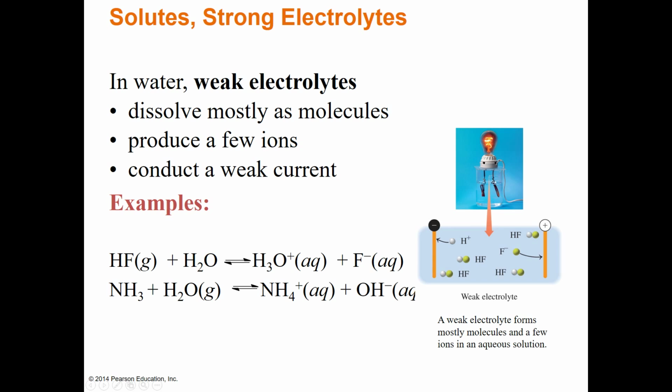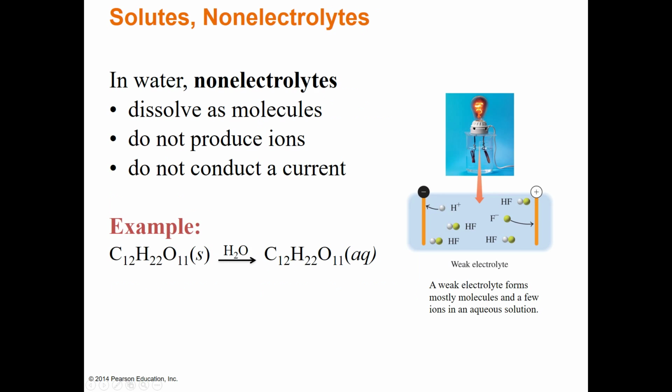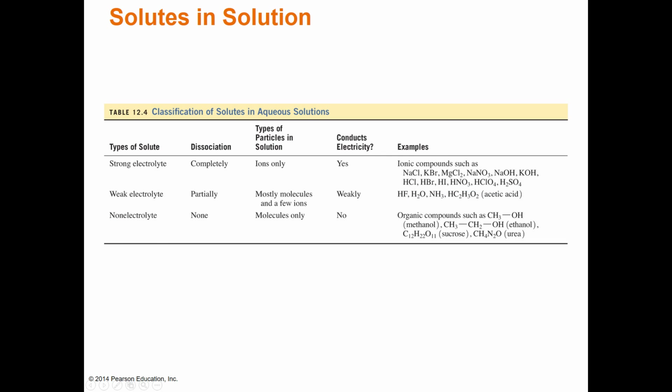What about a non-electrolyte? Dissolves as molecules, does not produce ions, and does not conduct a current. So, for example, would be sugar. Put it in water, and it's dissolved. You don't see it anymore, but then it's not making any charged particles. And in this case, you would get no light on the bulb because it's a non-electrolyte. This that you're showing here is for the hydrogen fluoride, by the way. So you see some light over there.